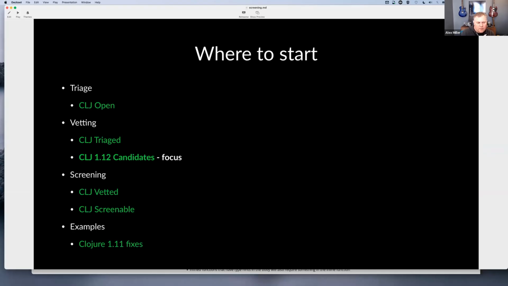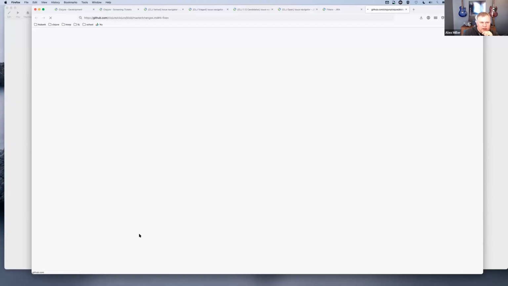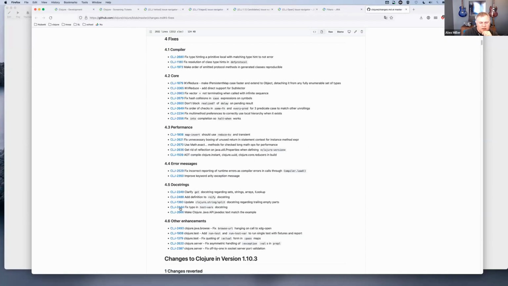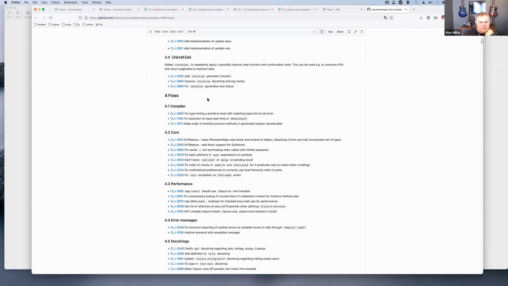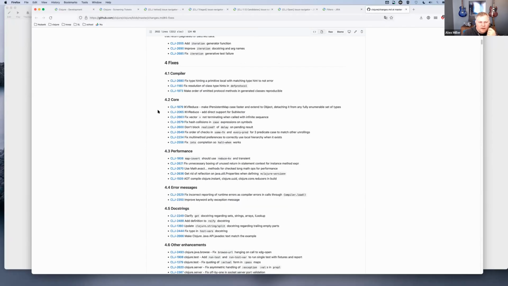Oh, and I wanted to mention, if you wanted to look at prior tickets that have been through all this stuff, I linked to the change log. This is just in the Clojure Git repo. If you look at fixed tickets for 1.11, these are all things that have been through this process. So you're likely to see what we're expecting to see.